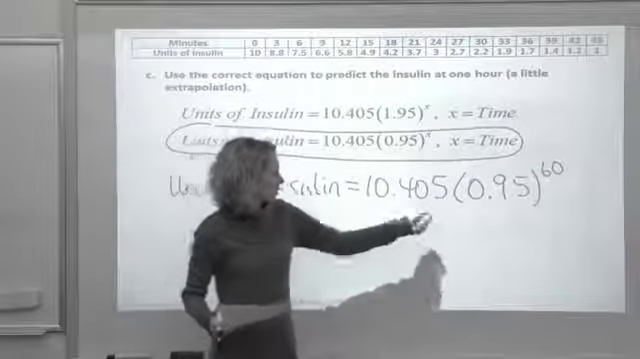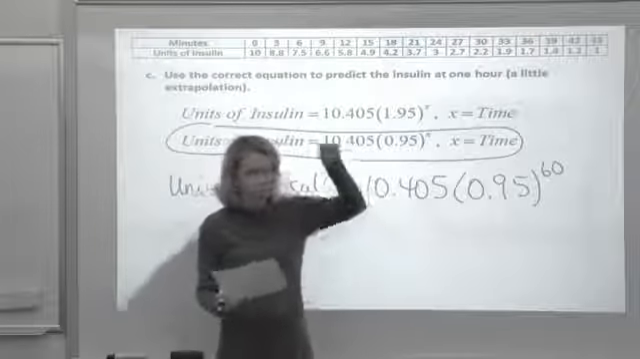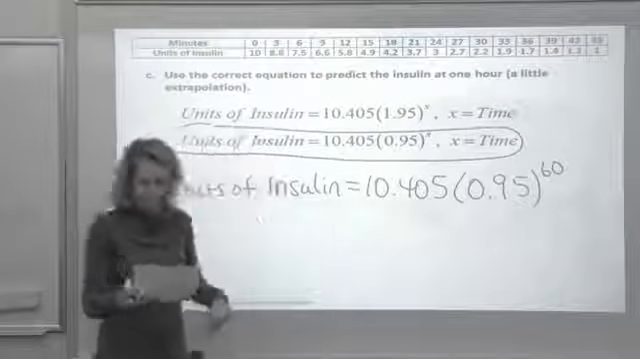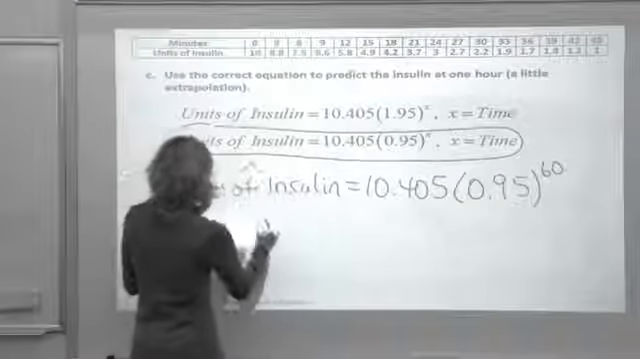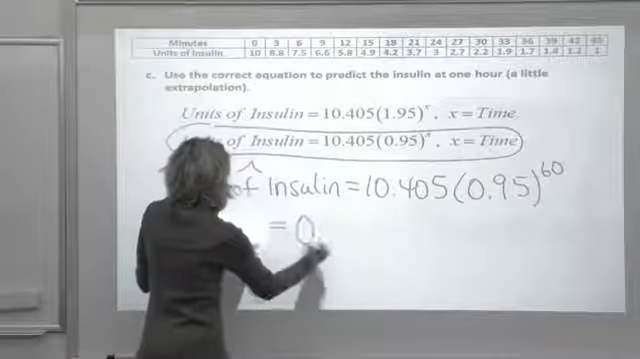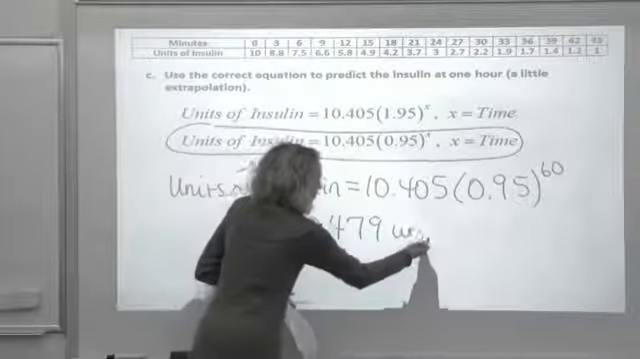Again, type in your calculator 10.405 times 0.95 raised to, use your caret key, the 60th power. And we find out that the model predicts 0.479 units of insulin.